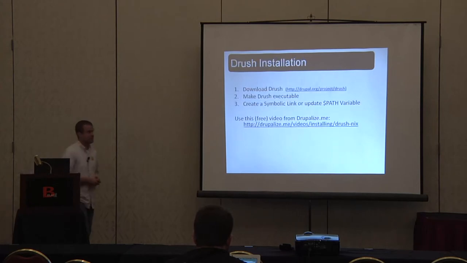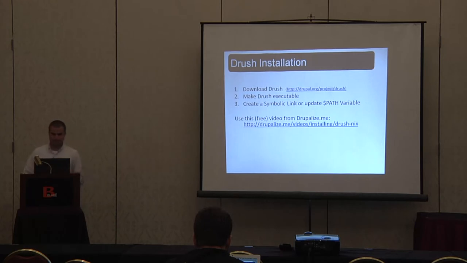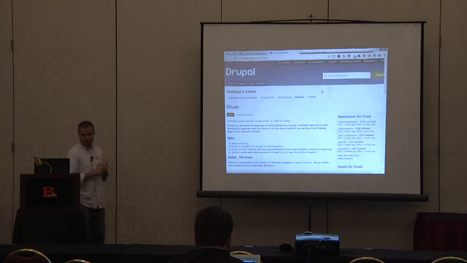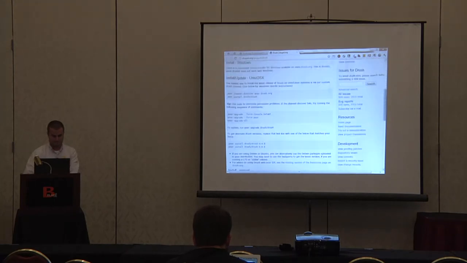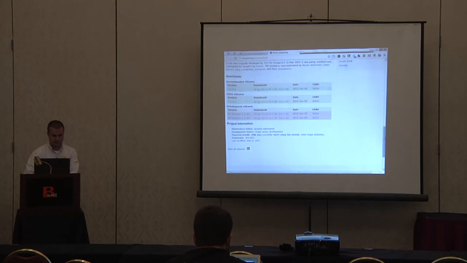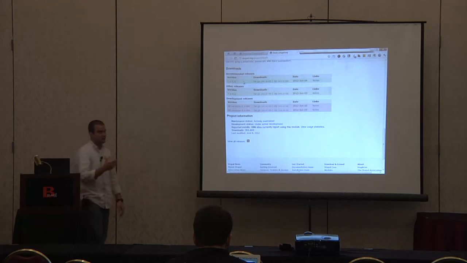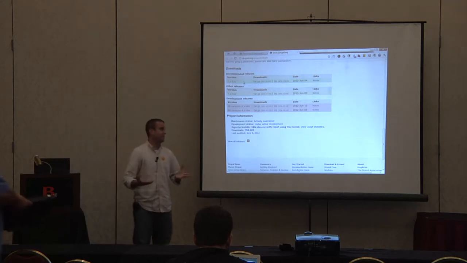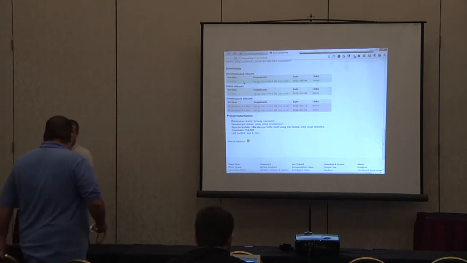So, Drush installation. As I said, I'm just going to basically give you the three steps that you have to do. The project page, as I mentioned on a previous slide, is drupal.org/project/drush. Let me just open that up. So that's the first thing that we want to do. And right on that Drush page, if I scroll down to the recommended releases, you can see we're up to 5.4. It does have version 7 in front of it, but it works with version 6 and version 8. So the 5.4 is really the core version of Drush, the most up-to-date version of that.